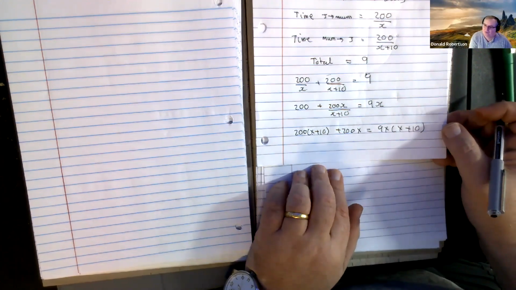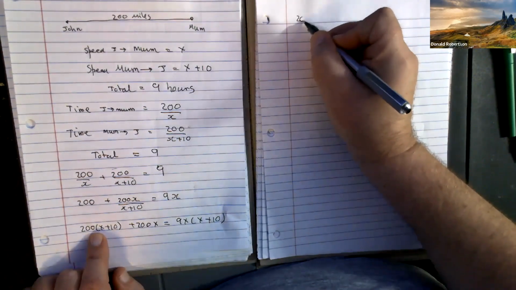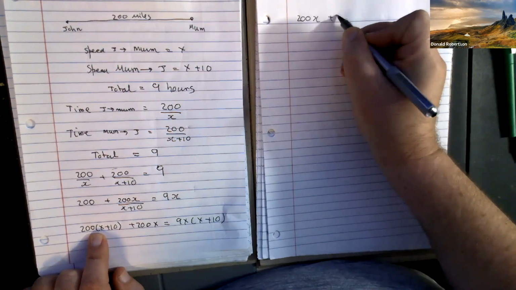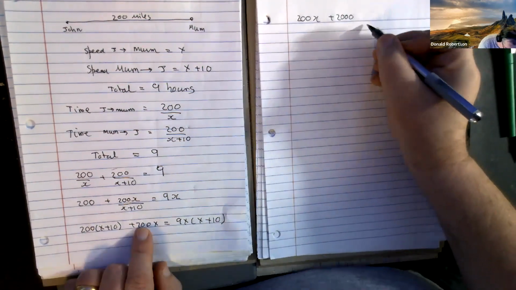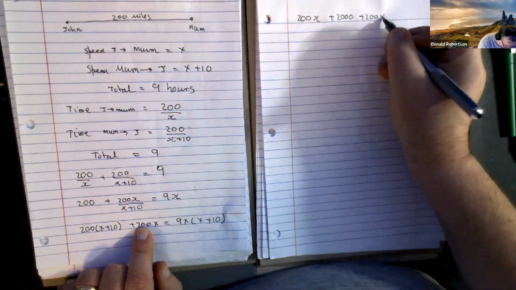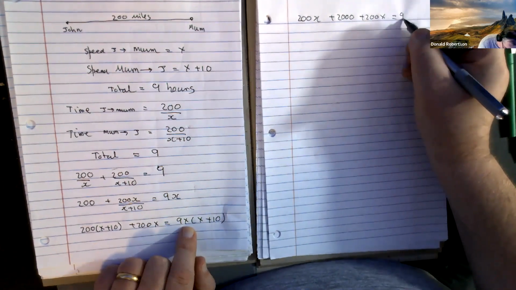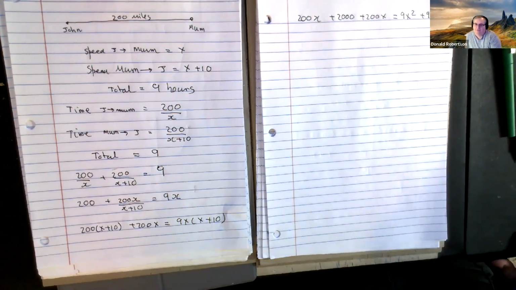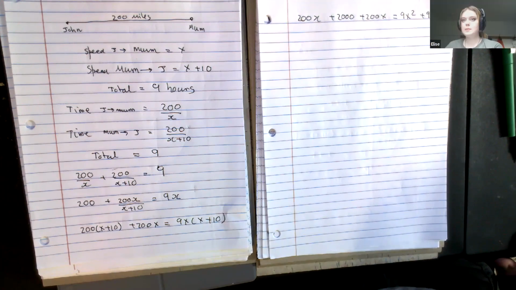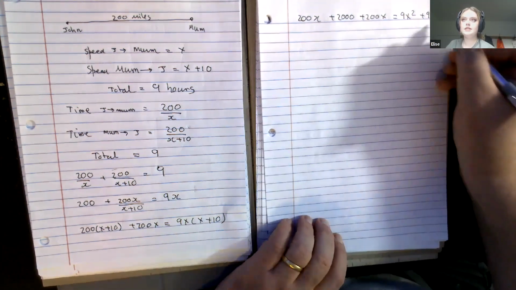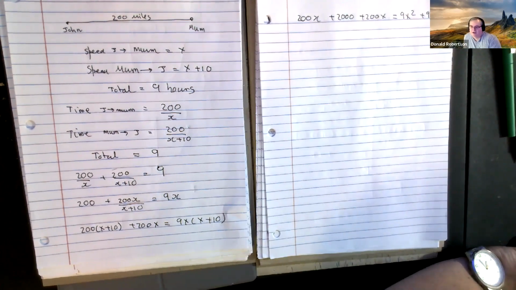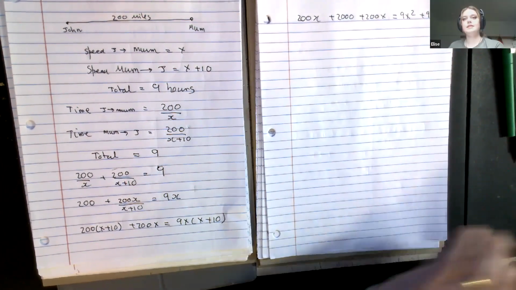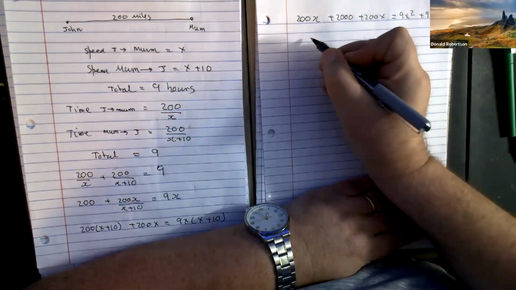No more fractions. So here goes. Distribute. 200x plus 2000 plus another 200x equals 9x squared plus 90. Are you comfortable with that line? Would it be 90x? Yes, it would be. Thanks for catching me. You comfortable with it now? Yes. Right.